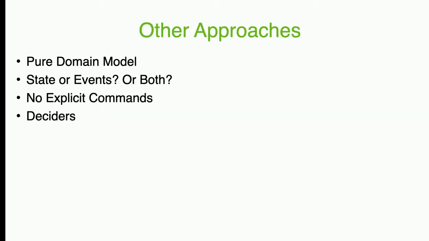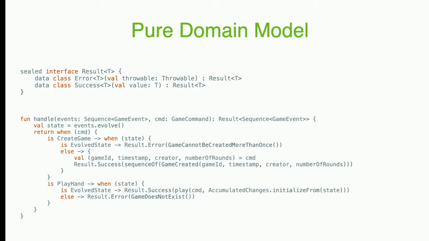So what other approaches do we have? We can use a pure domain model. If you just want to have purity, that's really easy, actually. The only thing you need to do is to implement something like a result. So instead of throwing your exception, you change the type signature to be a result of a sequence of events instead. And then instead of throwing, you can return a result with error, or you return success. So that's actually very easy.